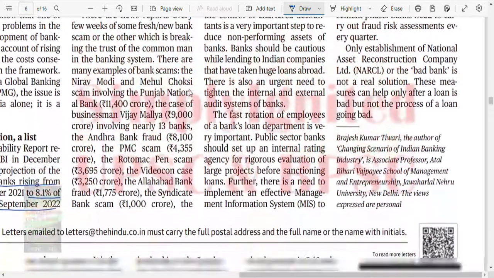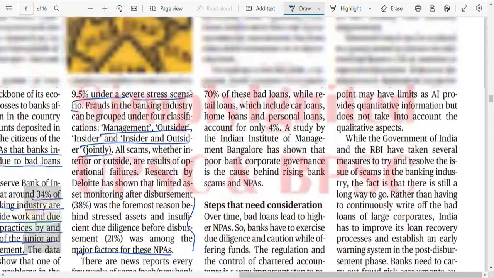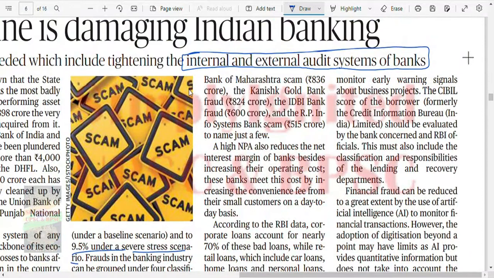There are news reports every few weeks of some fresh bank scam or other, breaking the trust of the common man in the banking system. There are many examples of bank scams: Nirav Modi, Mehul Choksi, Vijay Mallya, Andhra Bank fraud, PMC scam, Rotomac Pen scam, Videocon scam, Allahabad Bank fraud, Syndicate Bank scam, Bank of Maharashtra, Kanishk Gold, IDBI, and the IL&FS sector.